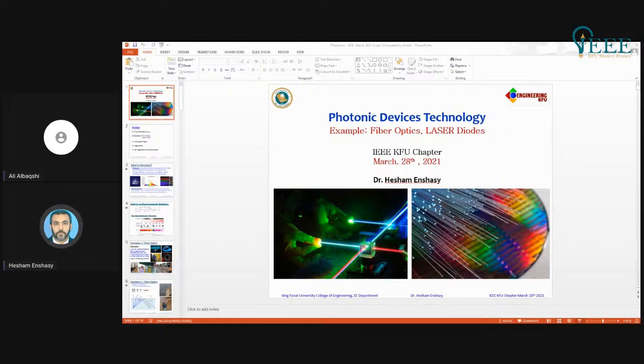Same thing for the visible range, for example. We generate visible waves from dimensions of about 1 micron or so, half a micron, which is very similar to the human cell. And this is ironic, because with the human cell, which is the eye, we can see the visible light. So it is all related together. The wavelength is related to the size of the element that generates or that can sense the wave.